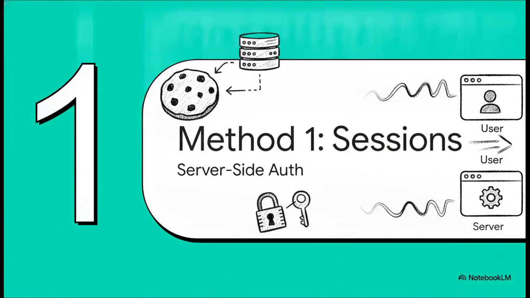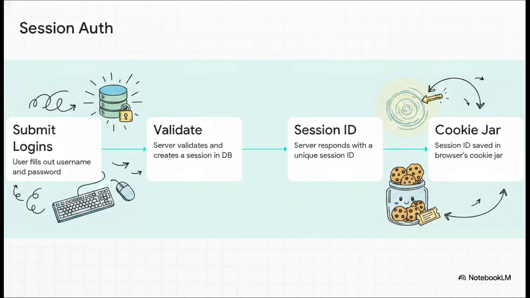Method 1. Traditional server-side sessions. This is the classic approach to web authentication. Okay, let's dive into this. The authentication process begins with Step 1. A user fills out their username and password and submits it to your server. Step 2. Your server checks those credentials, validates them, and then, for Step 3, it creates a session right inside your database. Next up, Step 4. The server responds back to the front end with a unique session ID.